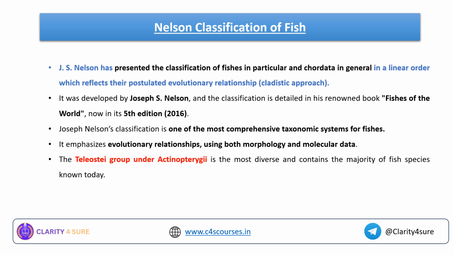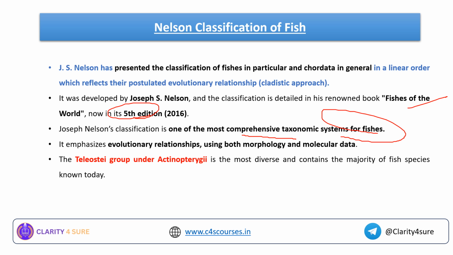Now coming to the Nelson classification of fish. Nelson has presented the classification of fish in a linear order which reflects their evolutionary relationship, which is known as the cladistic approach. This classification by Joseph S. Nelson is given in his renowned book named Fishes of the World, and the current edition we are following is the 5th edition. This classification of fish provided by Nelson is one of the most comprehensive taxonomic systems for fishes.